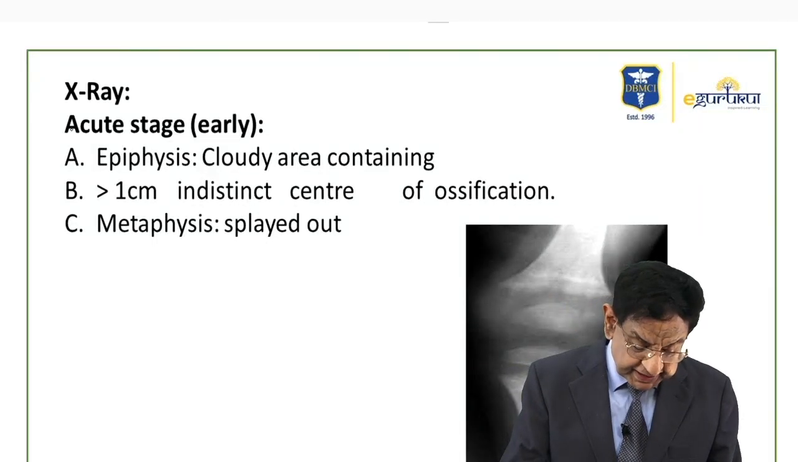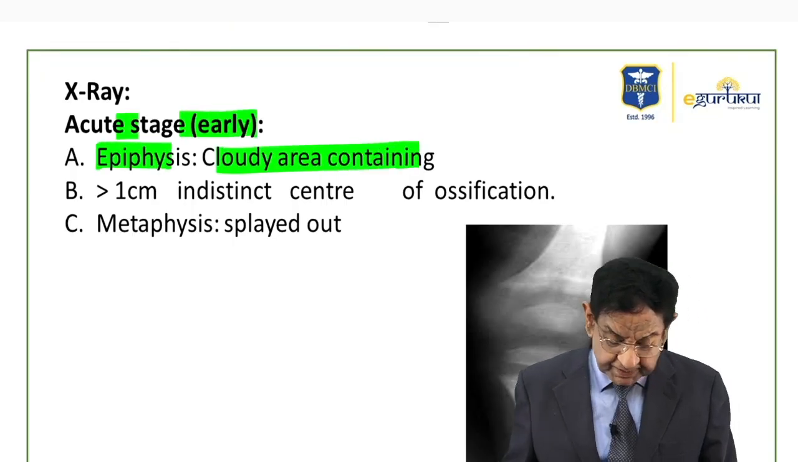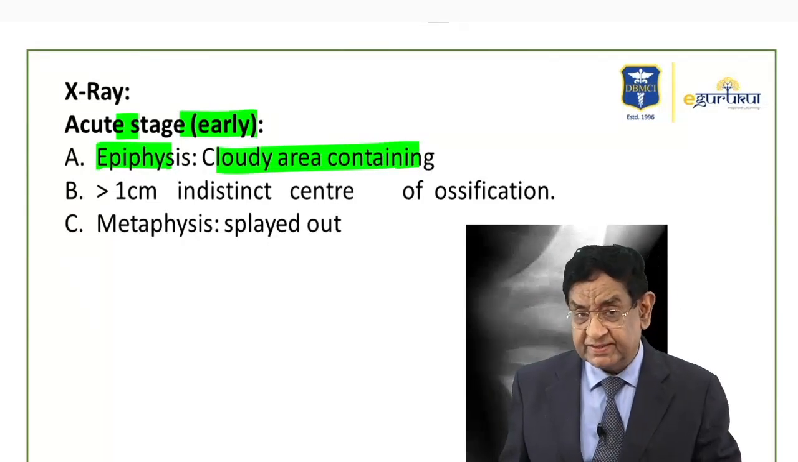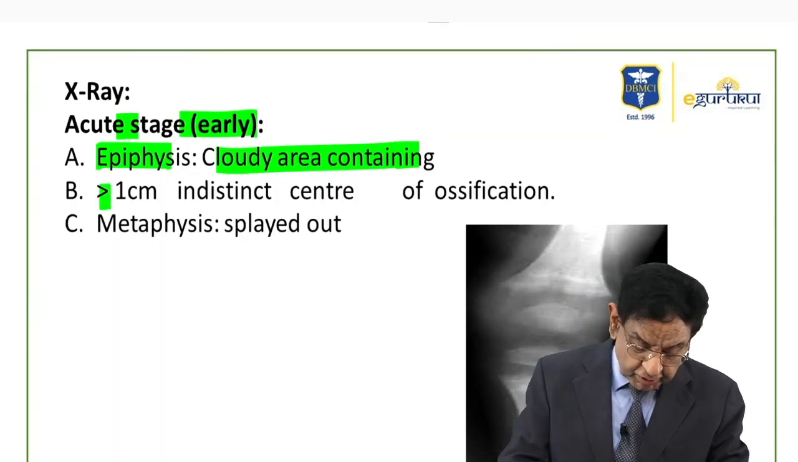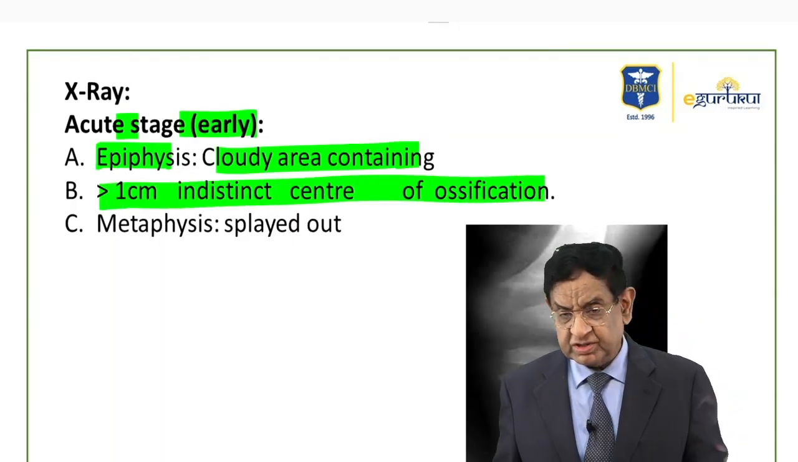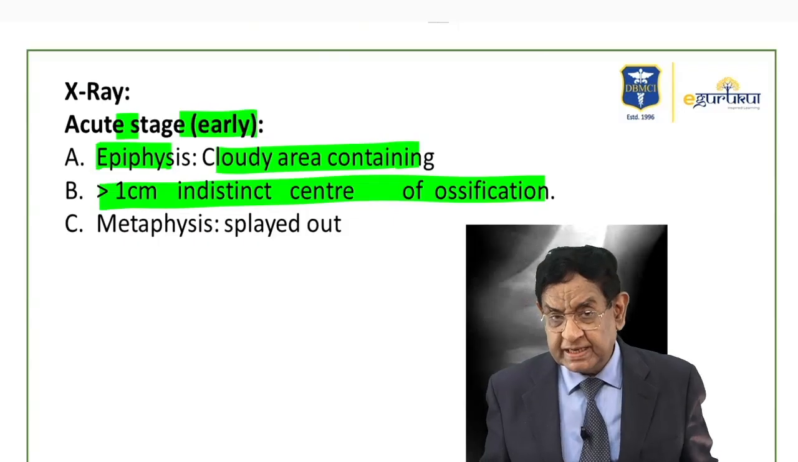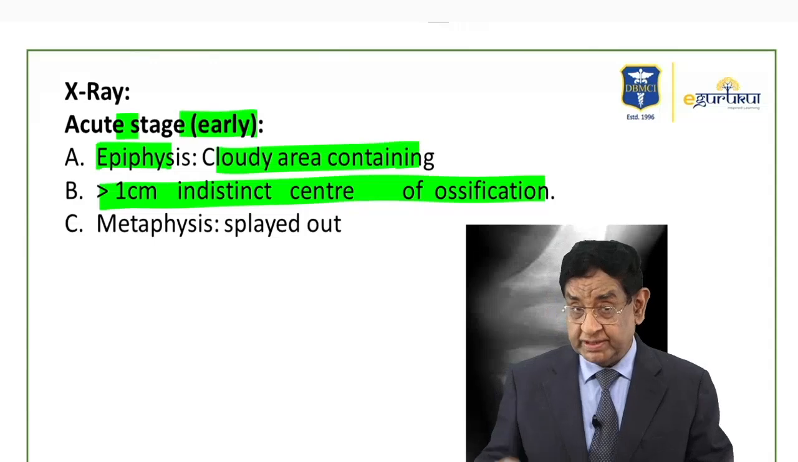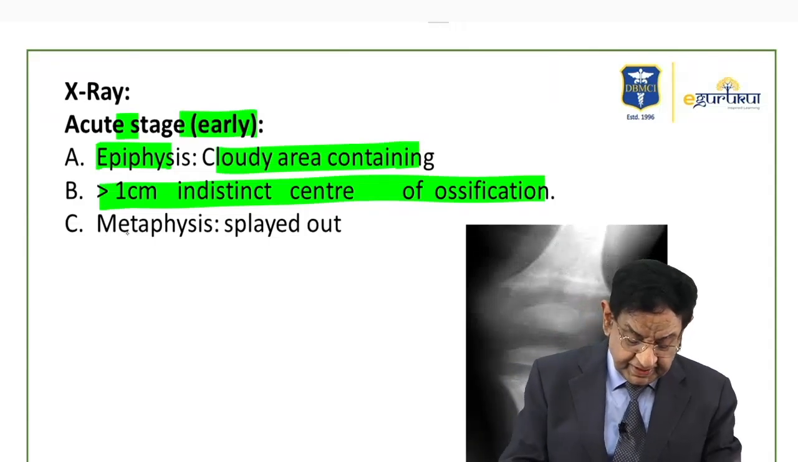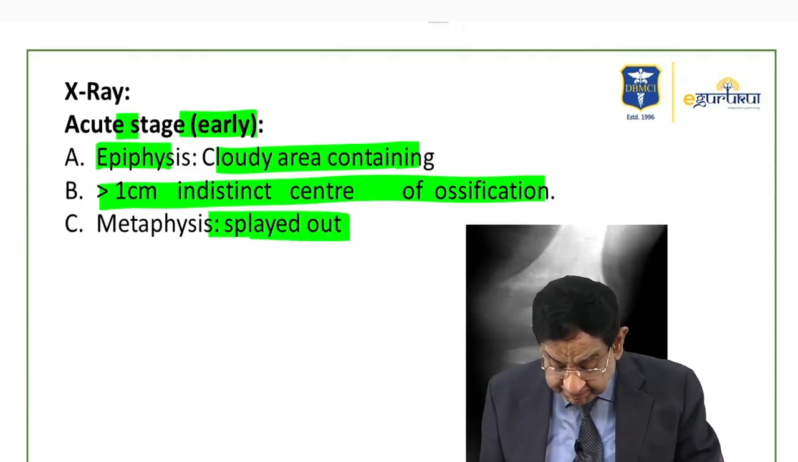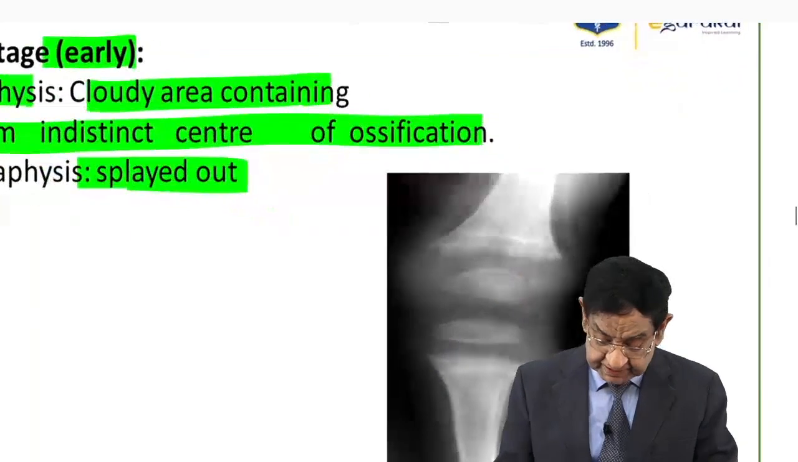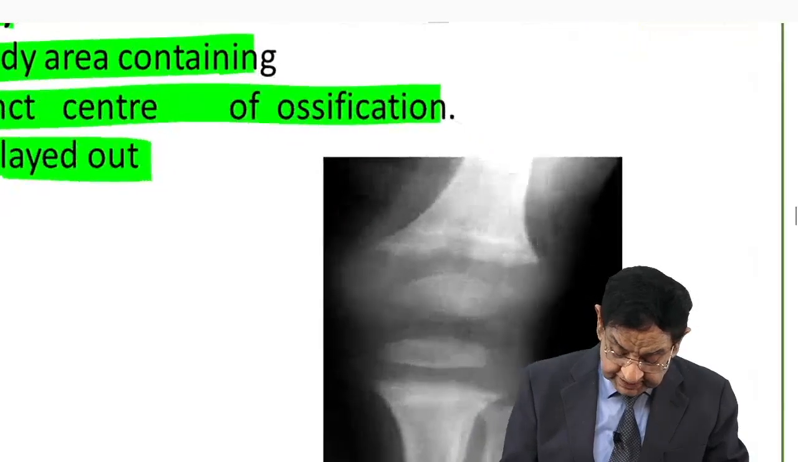So in the early stage, the acute phase, in the epiphysis we get a cloudy area. Why cloudy? Because it's not getting calcified. There may be more than one center of ossification, because the bones are not getting ossified. So the number of ossification centers may be more than one also. And the metaphysis looks splayed out. Why splayed out? Because it is not getting calcified. That you can see here.